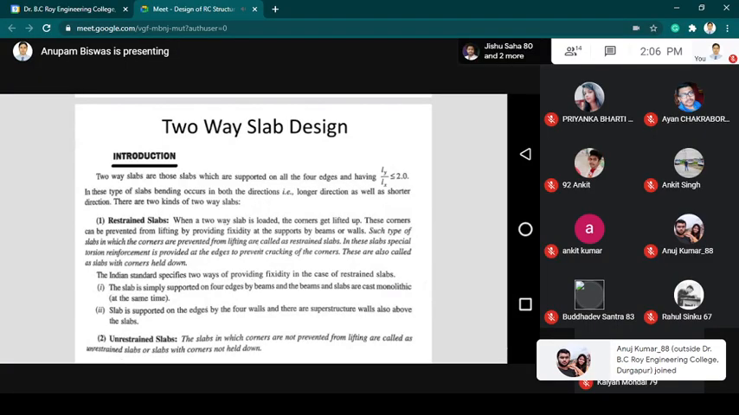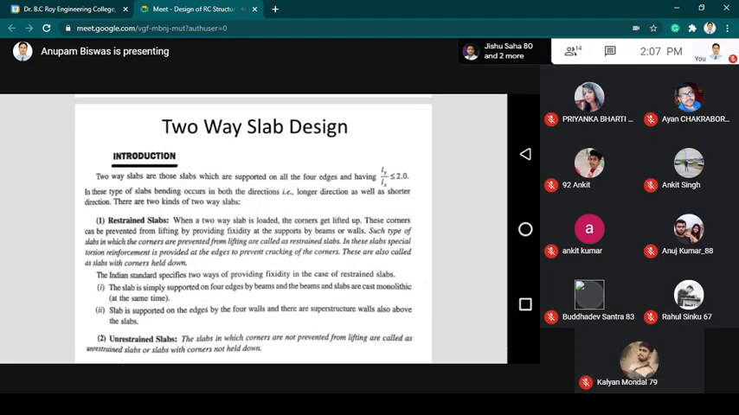Besides this, there is another type of slab that is called unrestrained slab. In this type of slab, as the name indicates, they do not provide any prevention against the lifting of the slab. That is why they are called unrestrained slabs, and they are not held down at the corners. So these are the basic differences between restrained slabs and unrestrained slabs.